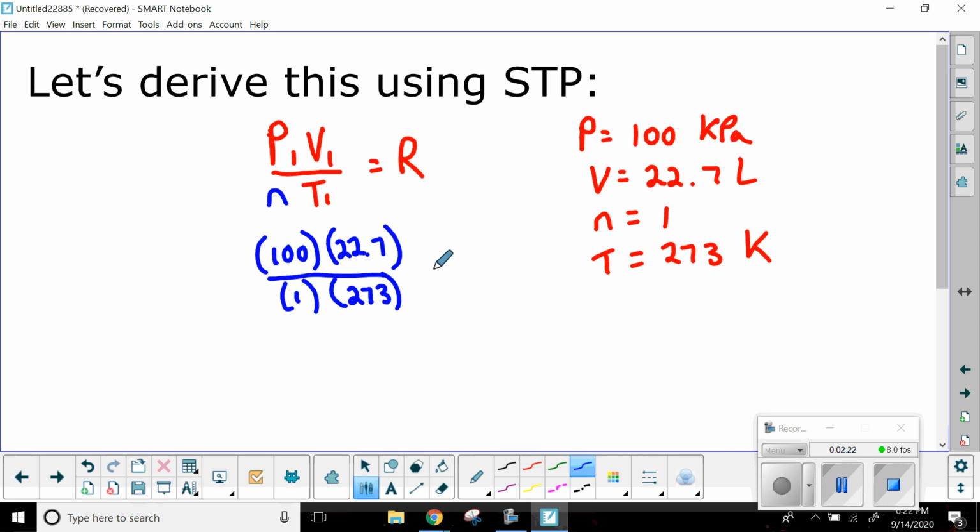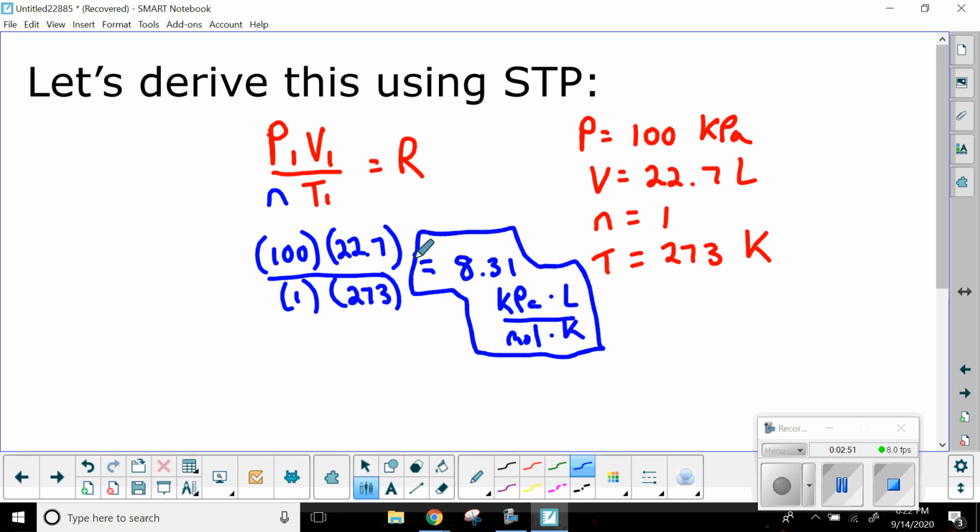And when I solve this all out, to 3 sig figs, because that's what IB recommends, I get 8.31. And my units are just reading off the units for each one of the variables in my expression: kPa liters divided by mole kelvins. This is your universal gas constant. I would definitely write that down and make a note of that before we get to the ideal gas law.